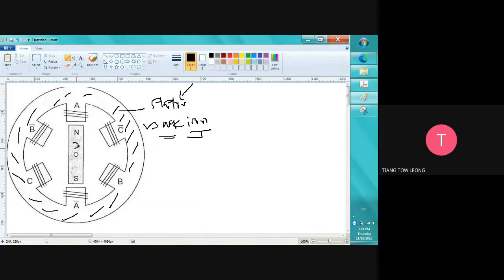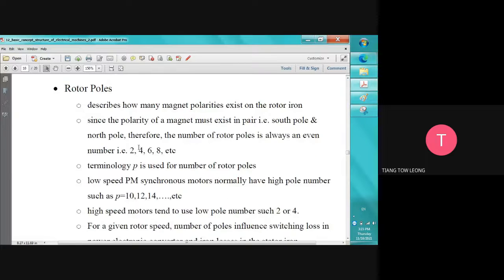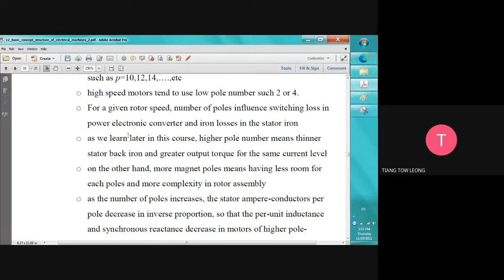And then this is a two-pole machine because we have only a north pole and a south pole. So just now the statement said that if the pole number is bigger, then this will become smaller or thinner, and the output torque or output power will be bigger. So if we want to have a high power, then our pole number should be large, and the stator back iron will be smaller.